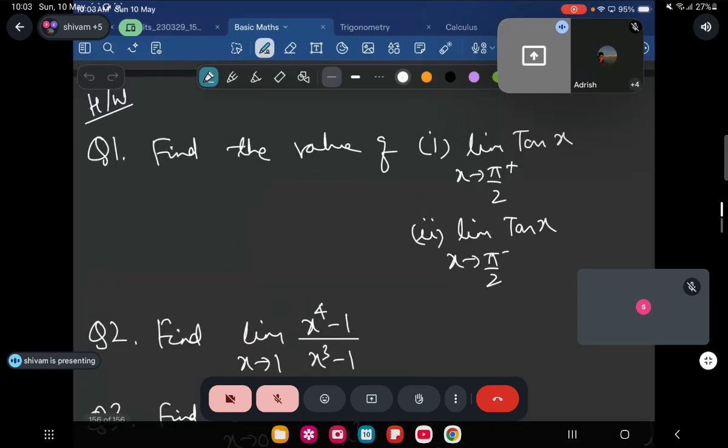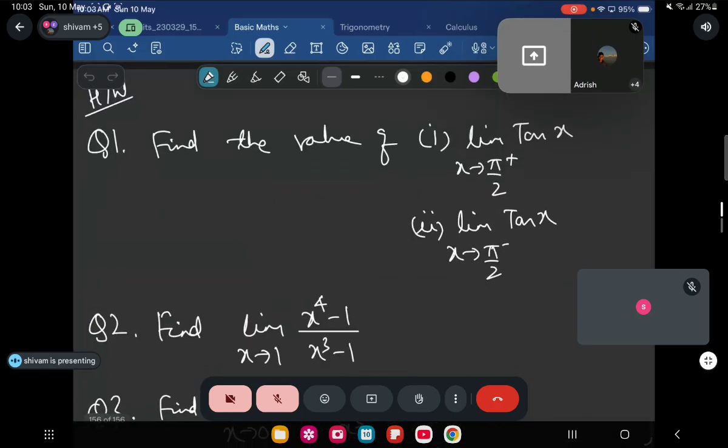Okay, these were the homework questions. Limit x tends to pi by 2 plus, over here it will be minus infinity. Anyone having any doubt, tell me. It will be minus infinity. Limit x tends to pi by 2 minus, it will be plus infinity. Tell me, anyone having any doubt?